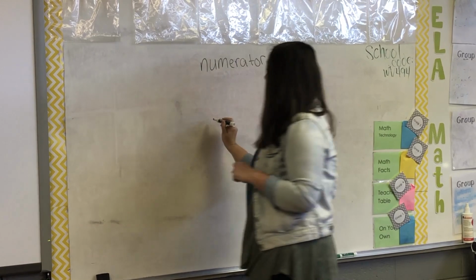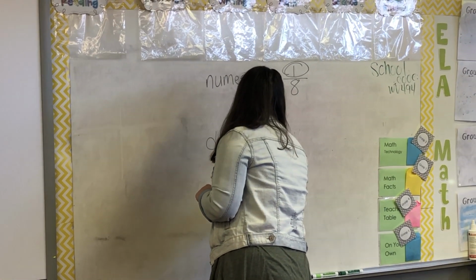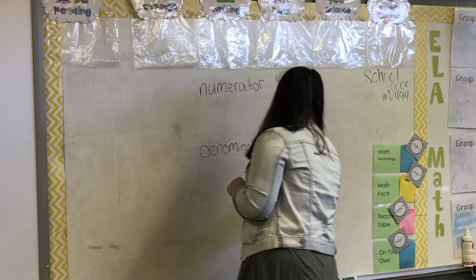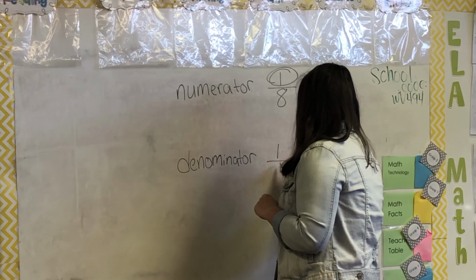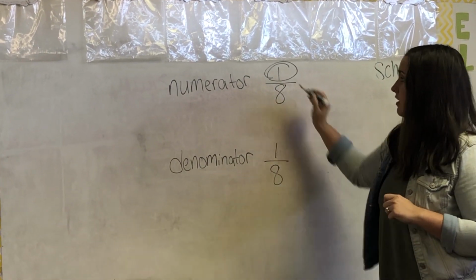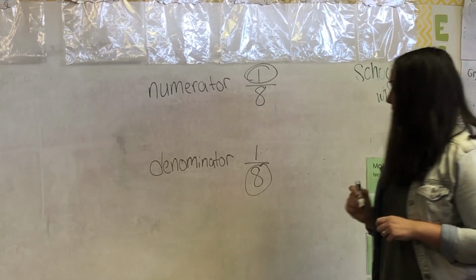Then we have denominator. Also writing this up here for you. Then we're going to do the same fraction, same numbers. So you have 1/8 and 1/8. Numerator is the top, but denominator is going to be your bottom number.